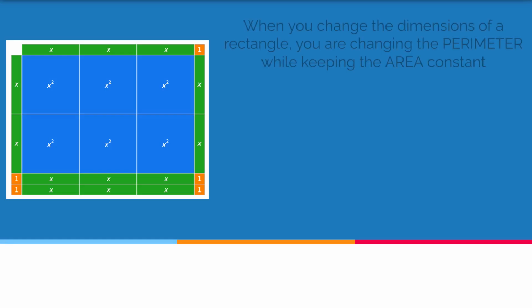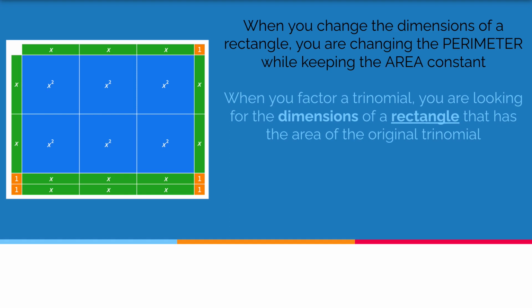Why does this work? Well, when you change the dimensions of a rectangle, you're changing the perimeter while keeping the area constant, assuming you're keeping the area constant. So the area model is a great analogy for this. When you factor a trinomial, you are looking for the dimensions of a rectangle that has the area of the original trinomial. So for the example on the left, the dimensions are 2x plus 2 on the left and 3x plus 1 on the right.